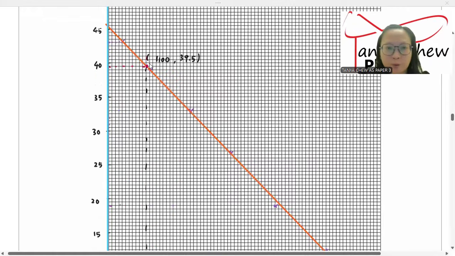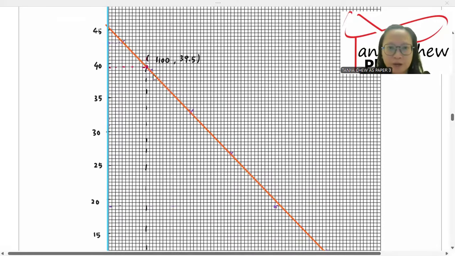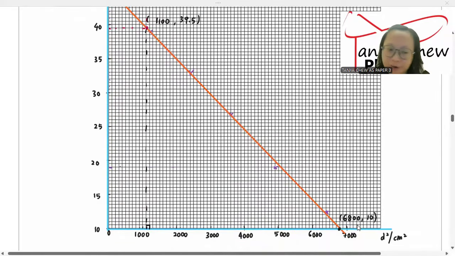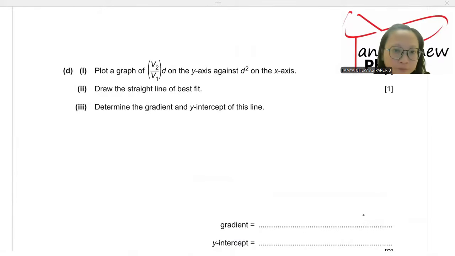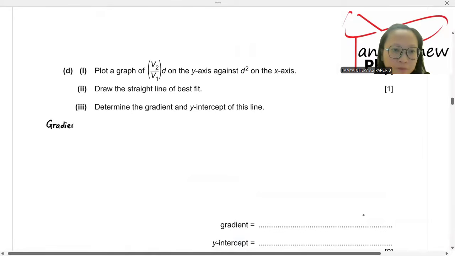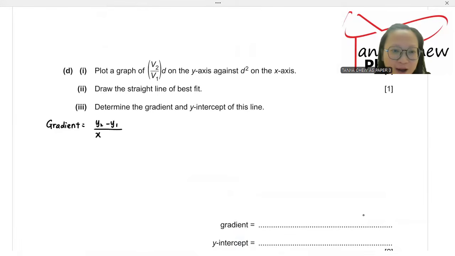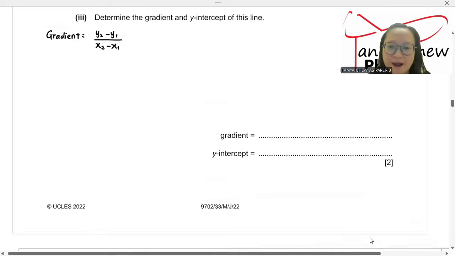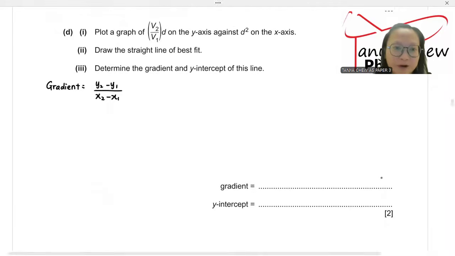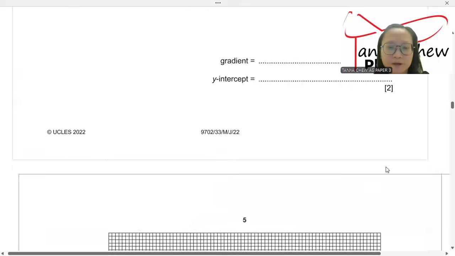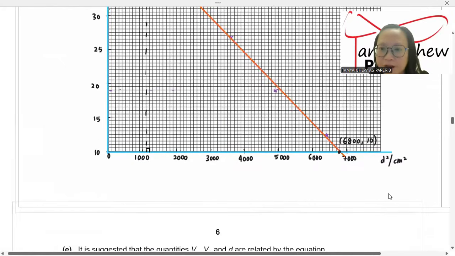Now, since I already got my two coordinates here, I'm going to find the gradient. So I'm going to write the gradient here. Gradient. You remember the equation of gradient? y2 minus y1 over x2 minus x1. And I am copying down my coordinates. One is 1,100, 39.5. And the other one is 6,800, 10.